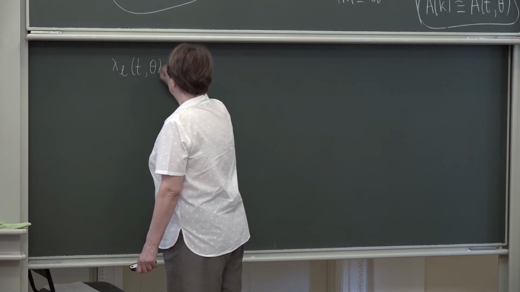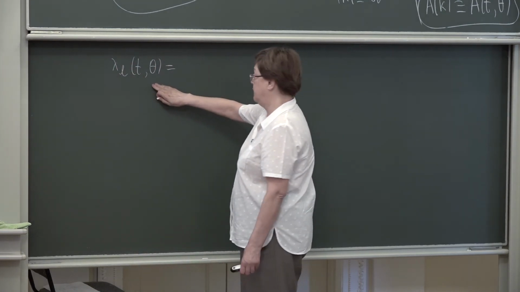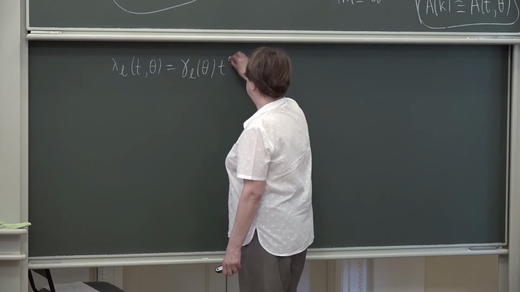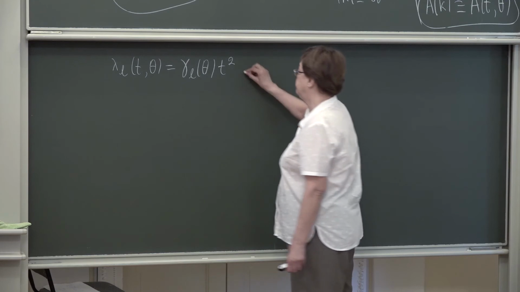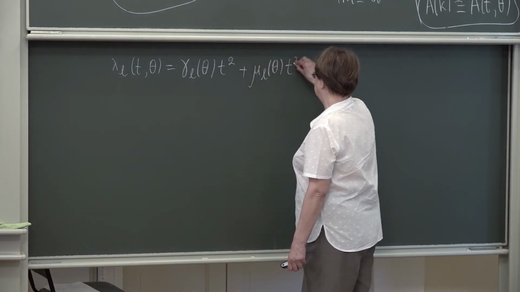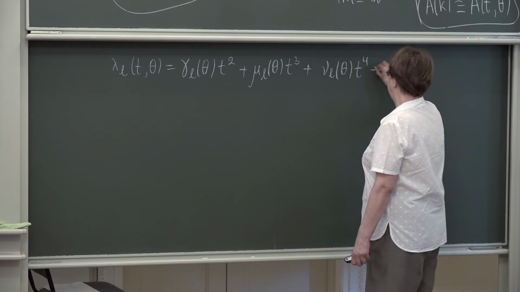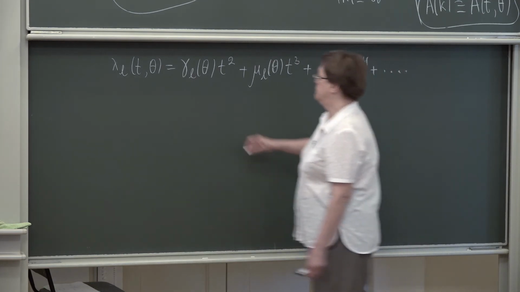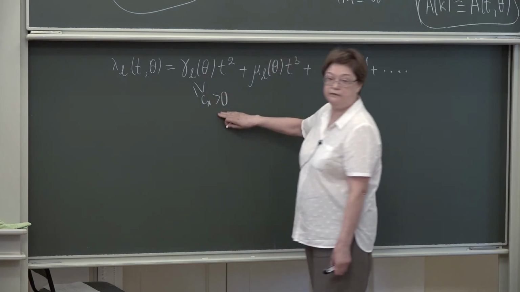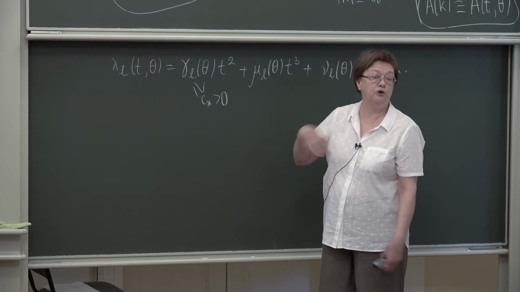They are very important, so I will write them down on the blackboard. The expansion for lambda l starts with a term of order t squared. The next term will be important for us, the term of order t cubed, and also the term of order t to the power 4. And these coefficients are strictly positive. They are separated from 0, which easily follows from the ellipticity.